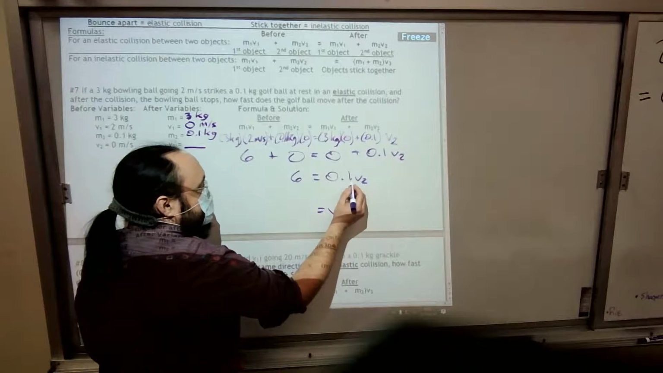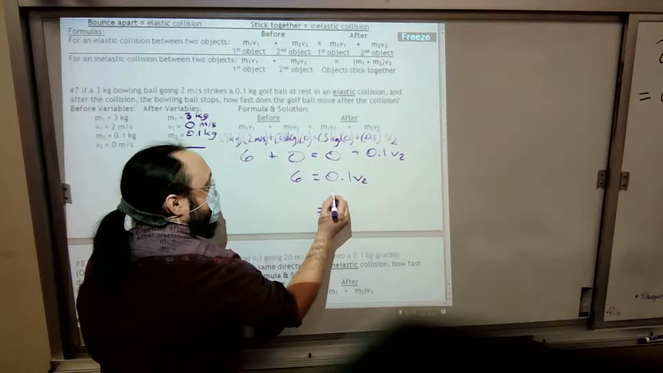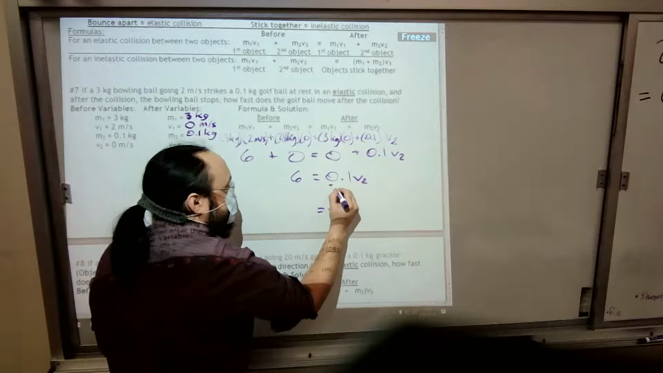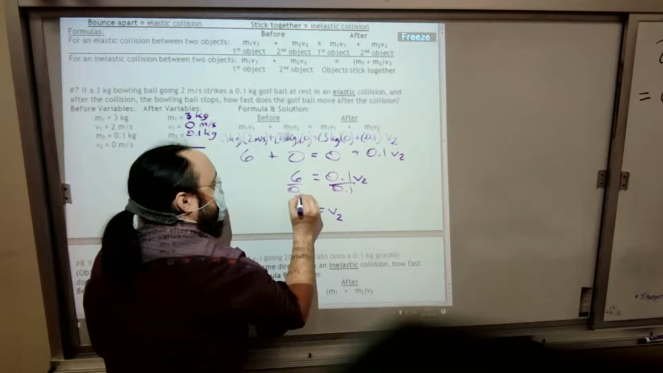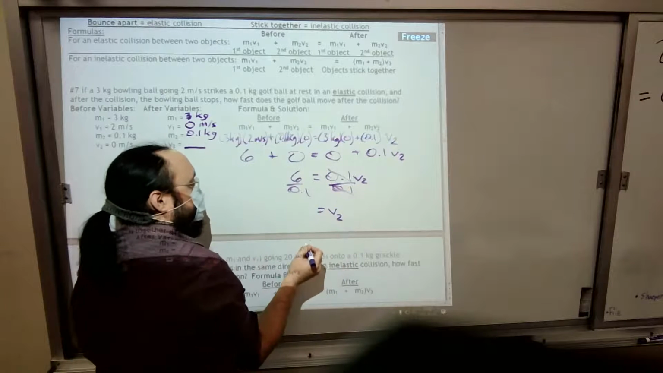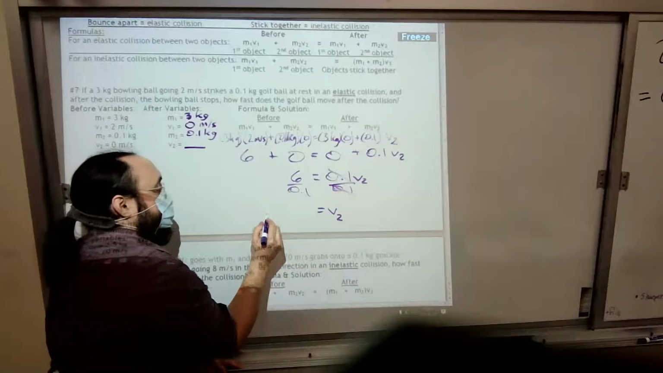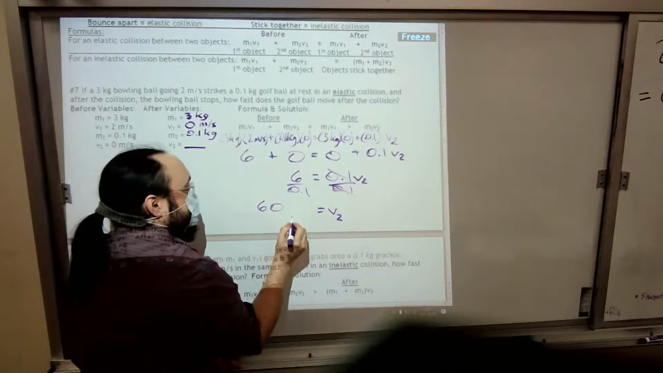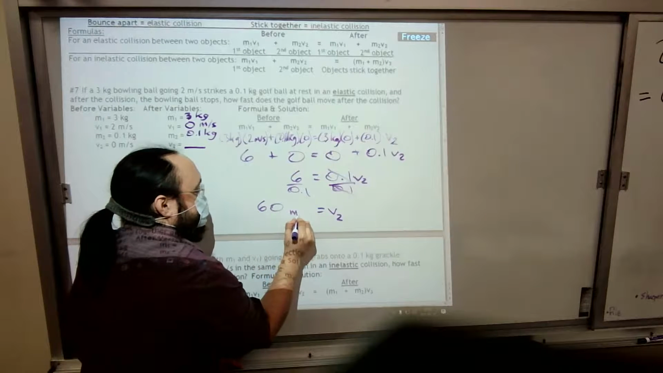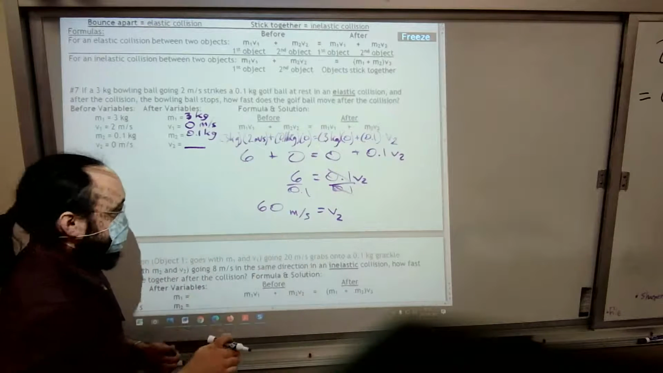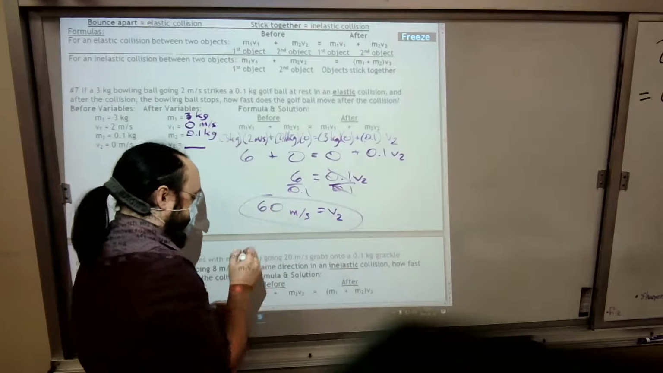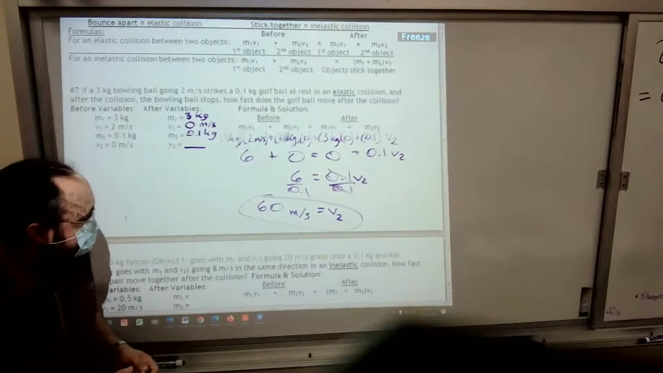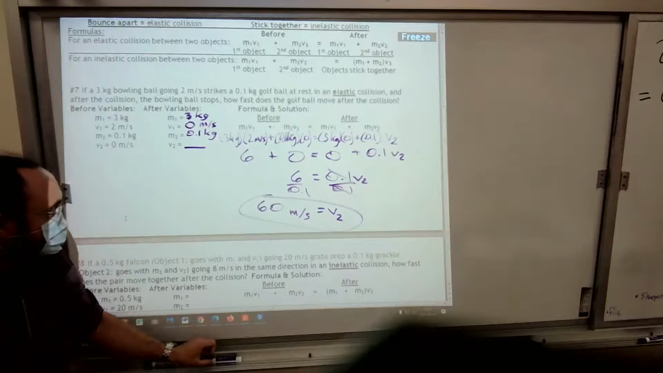So, we got V2 times 0.1. To make that 0.1 cancel, I'll divide both sides by 0.1. 6 divided by 0.1 is 60, and that's velocity, so it's meters per second. And that's our answer. And yeah, that golf ball had to go real fast to match that bowling ball's momentum. 60 meters per second is real fast.